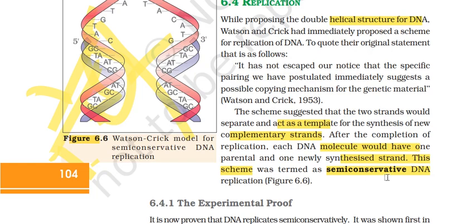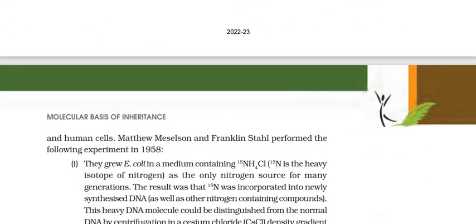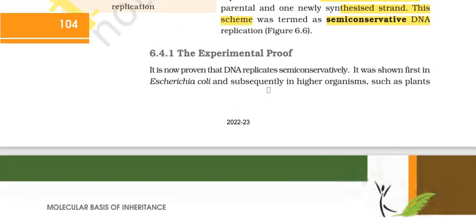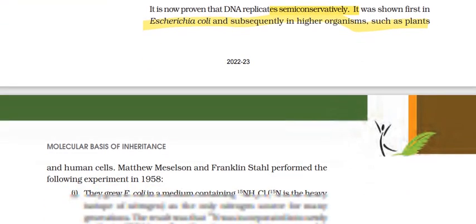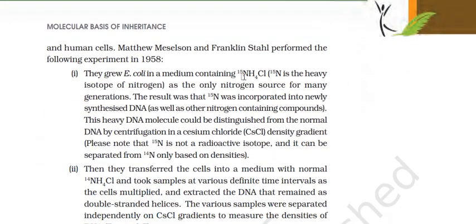The experimental proof now. It is now proven that DNA replicates semi-conservatively. It was shown first in E. coli and subsequently in higher organisms such as plants and human cells. Meselson and Stahl performed the following experiment. Again, किसने हमें experimentally prove किया कि DNA replication is semi-conservative in nature? It was Meselson and Stahl. Again, two very important names. ठीक? They grew E.